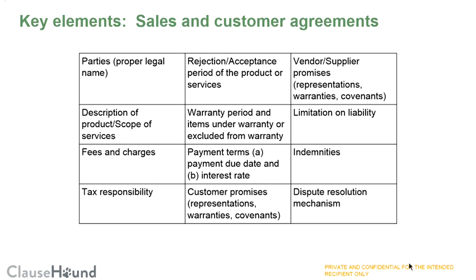Moving on to the middle column, rejection and acceptance period of the product or services. So at some point, the person receiving the product or service has to agree that the product was properly delivered. This is important in both products and services. So with products, you may offer, or there may be a government-required return period.